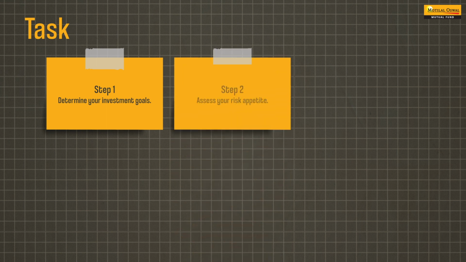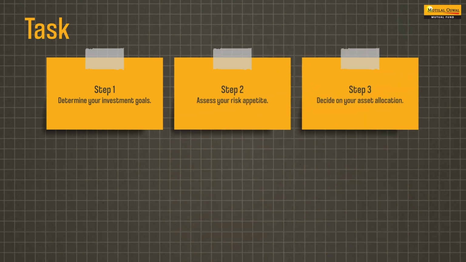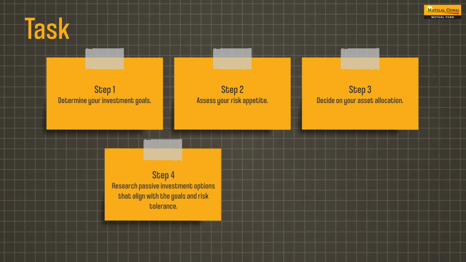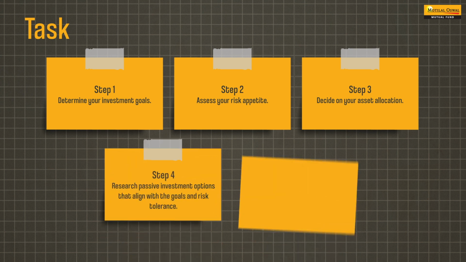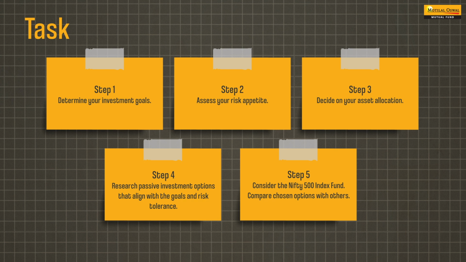Yeah, absolutely. So the task for this video is you have to figure out your investment goals, risk appetite, and asset allocation, the three most important things before you make a decision. Write them down and try to be as specific as possible. Once you have a clear understanding of your investment profile, start researching passive investment options that align with your goals and risk tolerance. Consider Nifty 500 index fund as one of the options and compare it with others. And you can share your findings and insights with others in the comment section below.